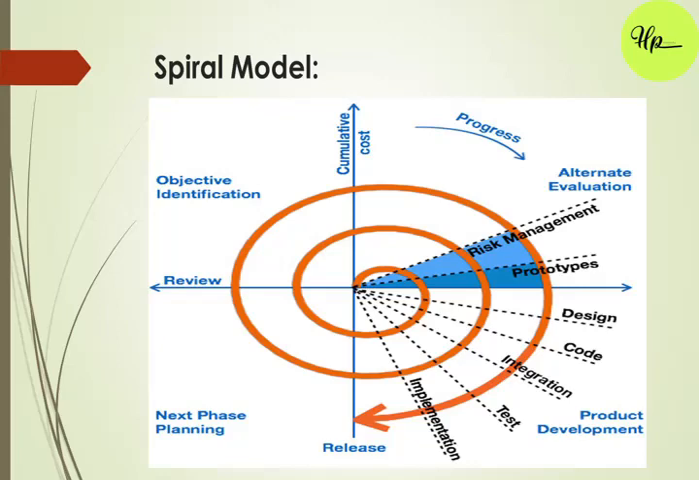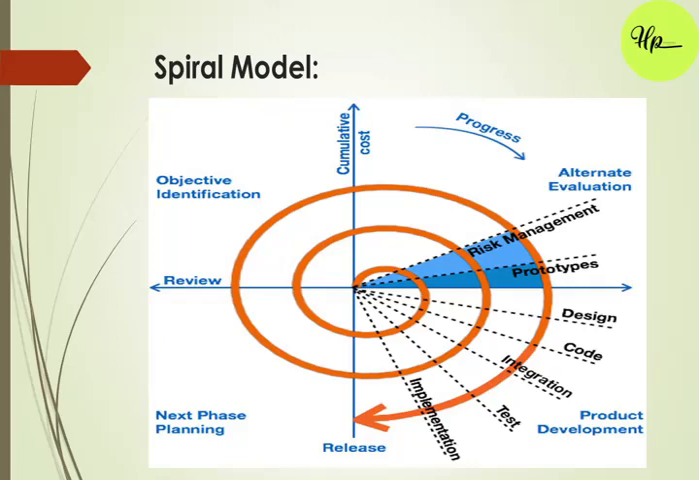First phase is identification. This phase starts with gathering the business requirements in the baseline spiral. In the subsequent spirals, as the product matures, identification of system requirements, subsystem requirements, and unit requirements are all done in this phase. This phase also includes understanding the system requirements by continuous communication between the customer and the system analyst. At the end of the spiral, the product is deployed in the identified market.